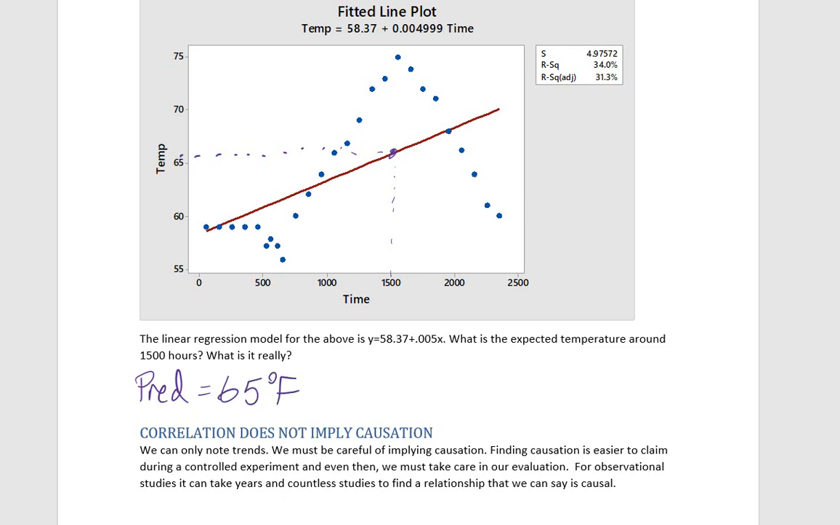Now if we look at what the temperature actually is, we'll look at the dot above 1500, that's the actual temperature. And the actual temperature is 10 degrees higher. So it doesn't make any sense.